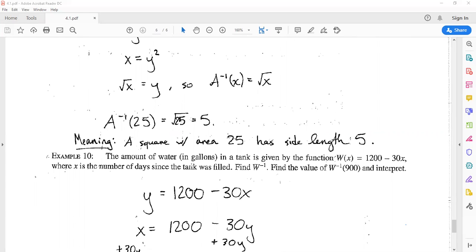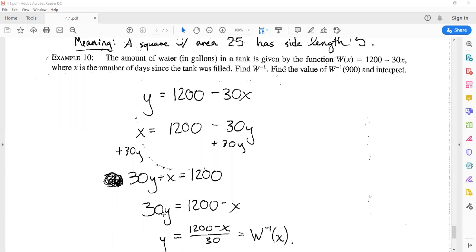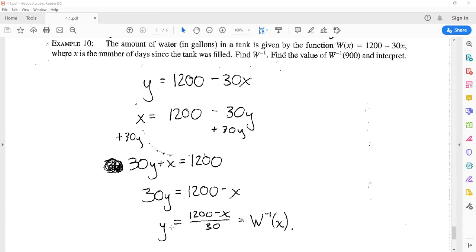So we have our original function w. We'll write y equals 1200 minus 30x, and we'll interchange the roles of x and y. We get x equals 1200 minus 30y. And now we'll solve for y. I don't like having the minus sign out front of the thing that I'm solving for, so I'm going to add 30y to both sides. And so I have 30y plus x is 1200. That means 30y is 1200 minus x. And now I can divide by 30, and I get y is (1200 minus x) divided by 30. And that will be the formula for w inverse of x.